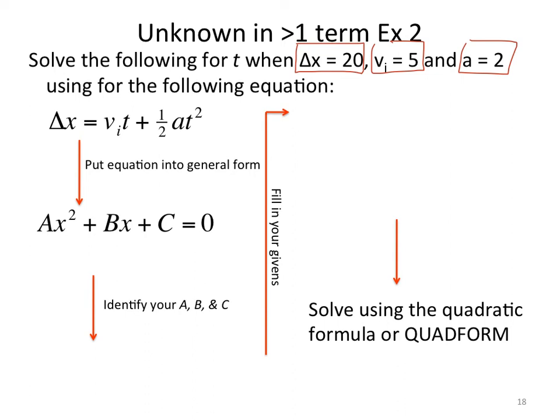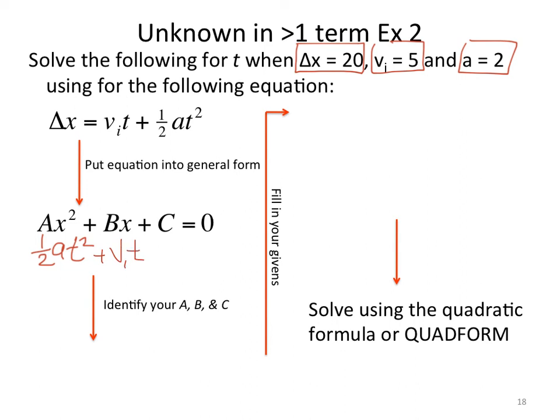Well, first of all, let's put this in general form. All right, we're solving for t, and so that's our unknown. So our squared term is going to be here, so let's put that in the right order. If ax squared plus bx plus c equals 0, then that means the 1/2 a t squared has to go first. All right, then our first order t, that is multiplied simply by vi, comes next because that's the b. So that's going to be vi times t.